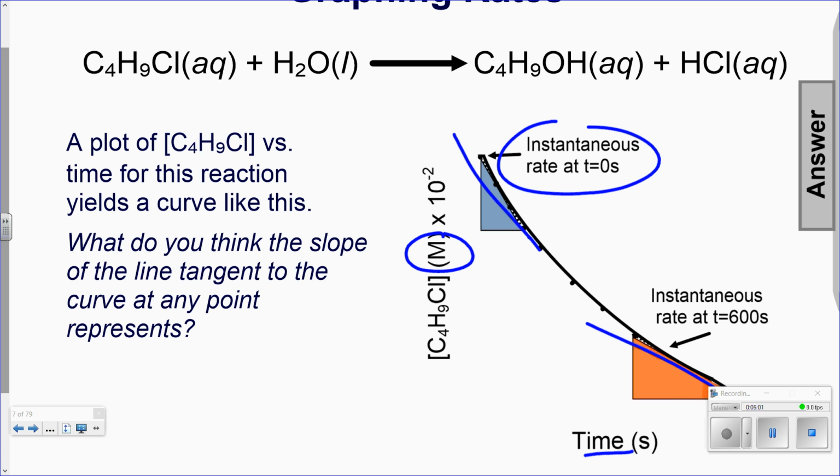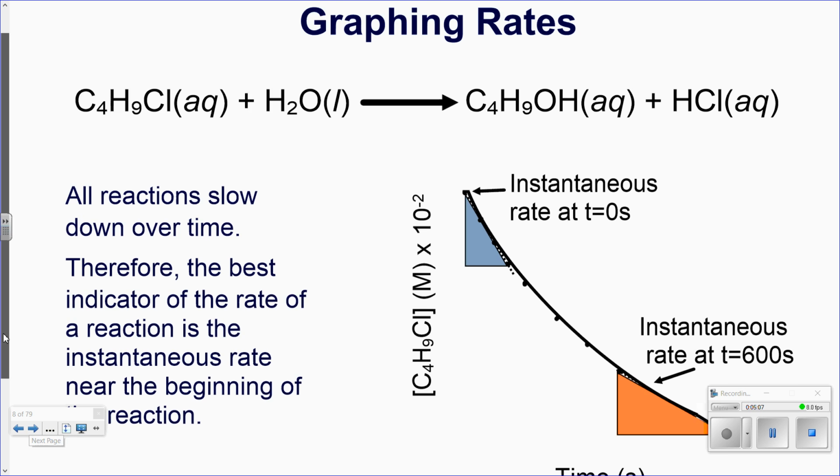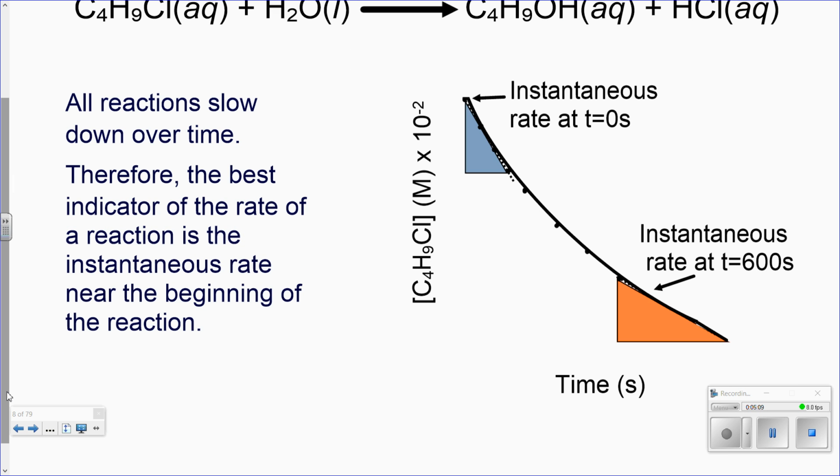Unfortunately, we won't be dealing too much with instantaneous rates. We'll be looking more at the averages. All reactions slow down over time, therefore the best indicator of the rate of the reaction is the instantaneous rate at the beginning. So whenever we use the instantaneous rate method, we're always going to do it right at the beginning, right here. What is it like at the moment it starts? That's a standardized way of looking at this. So we will always take a look at the instantaneous rate at the beginning.